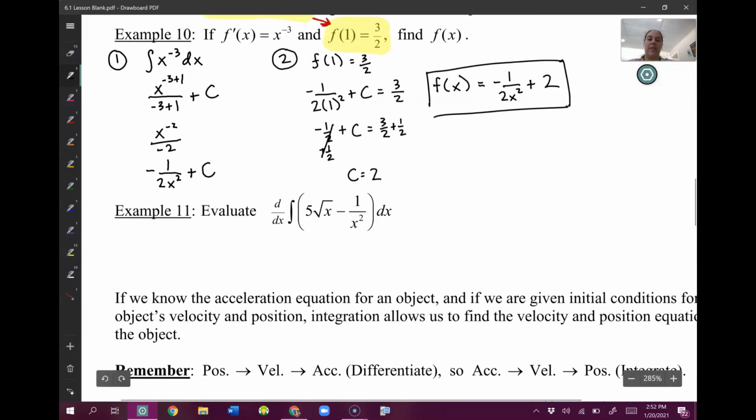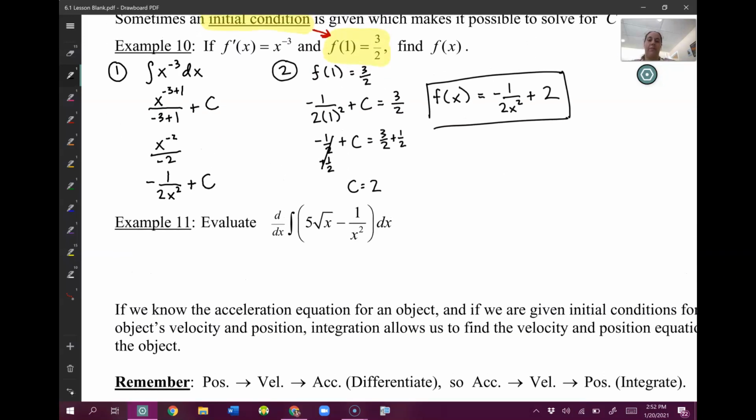Let's also do example number 11. So the example number 11 is actually a lot easier than you're thinking, because we know that d dx, that's the symbol we use for the derivative. And this integral is the symbol we use for the antiderivative.